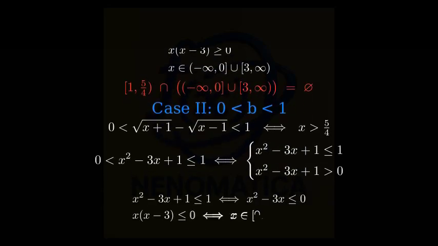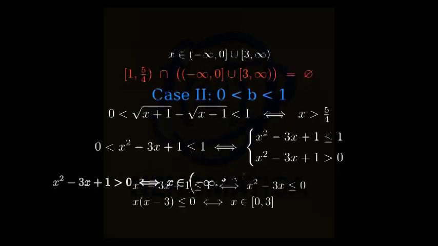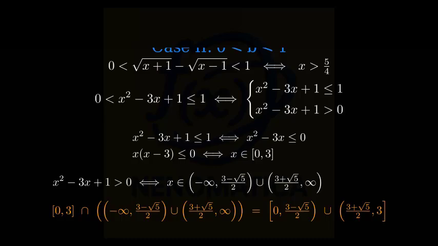Part a: x squared minus 3x plus 1 less than or equal to 1 simplifies to x squared minus 3x less than or equal to 0, so x is between 0 and 3 inclusive. Part b: x squared minus 3x plus 1 strictly greater than 0 is true for x less than the smaller root or greater than the larger root. The roots are 3 minus square root 5 over 2 and 3 plus square root 5 over 2. Intersecting part a and part b gives the union of the interval from 0 to 3 minus square root 5 over 2, and the interval from 3 plus square root 5 over 2 to 3.